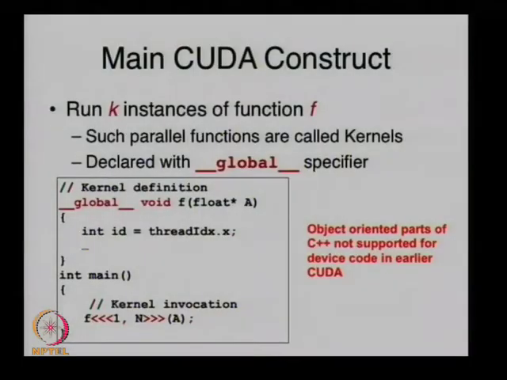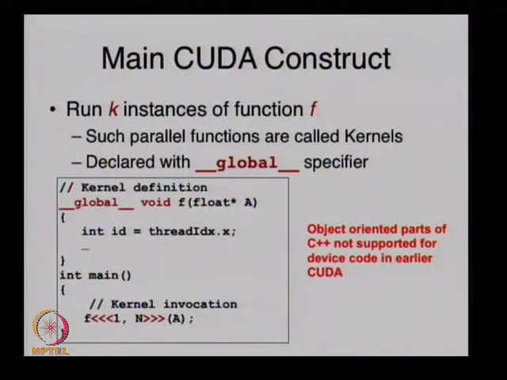So here is how you would start it. This is a very simple definition of a global function, which is how you define a kernel. You say __global__ void f. It takes an argument that's a float array. Inside it says give me my thread ID, and the thread ID is of the type called dim3, dimension 3.